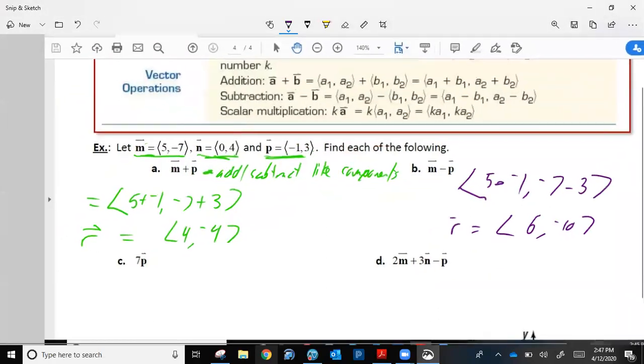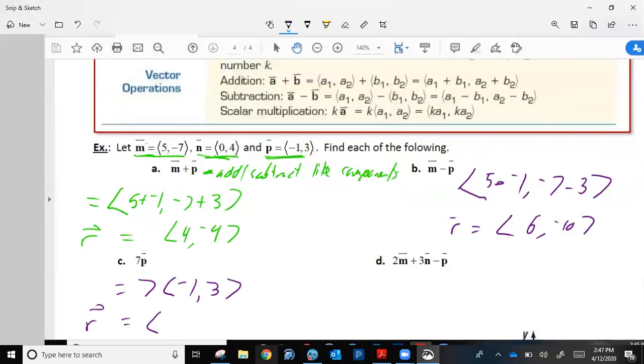A scalar, this 7 out in front means multiply the components of vector P by a 7. So the resultant here would be 7 times a -1. It's a -7. 7 times 3 is a 21.